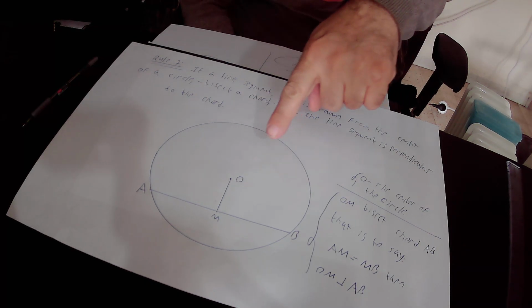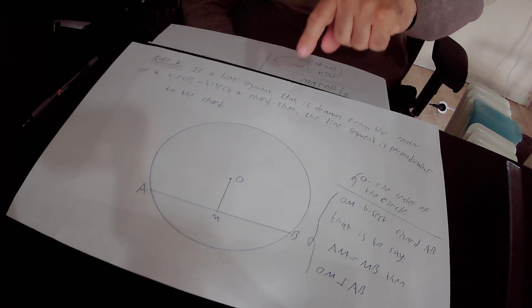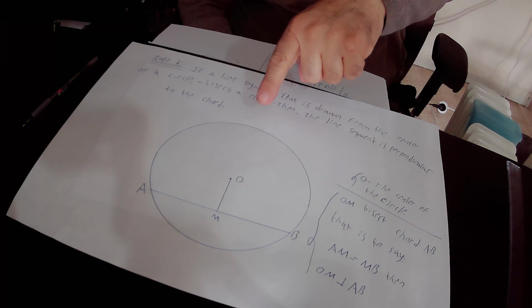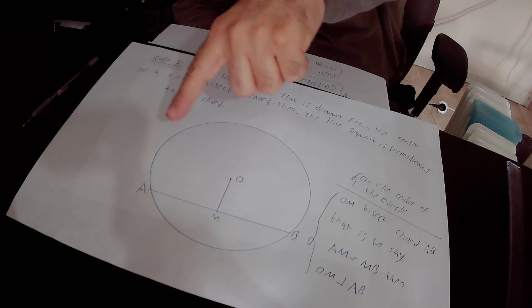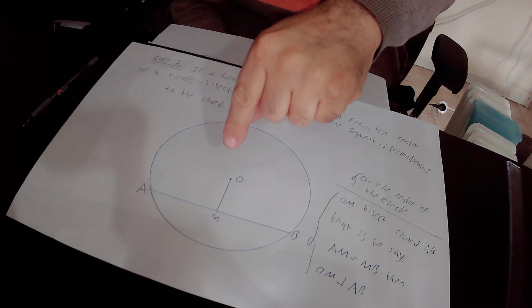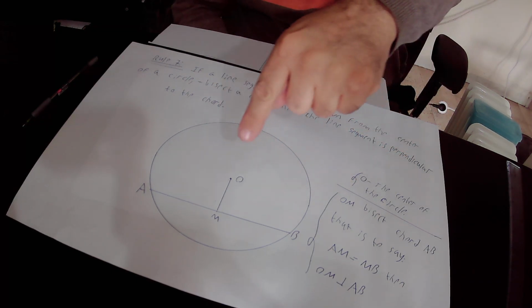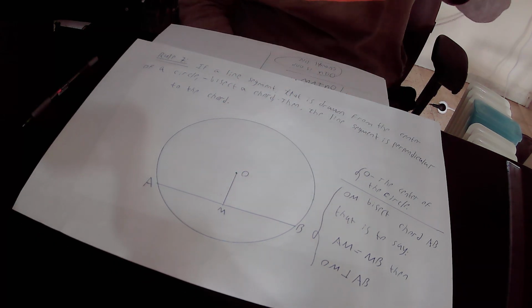The center of the circle is here at point O, and from the center of the circle we draw line segment OM that bisects chord AB. That is to say, AM equals MB. Whenever you have a line segment from the center of the circle that bisects a chord, it must also be perpendicular to the chord. That is to say, OM is perpendicular to AB. It means that this angle equals 90 degrees and this angle equals 90 degrees. You can implement rule number 7 in our drawing.